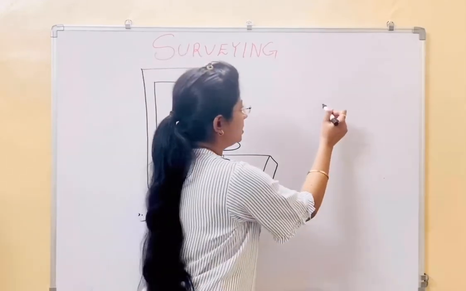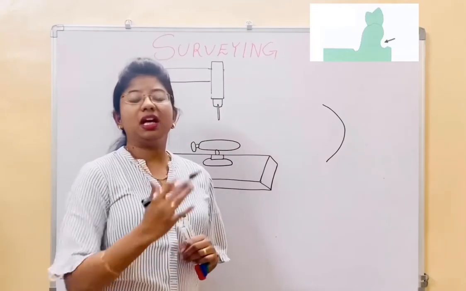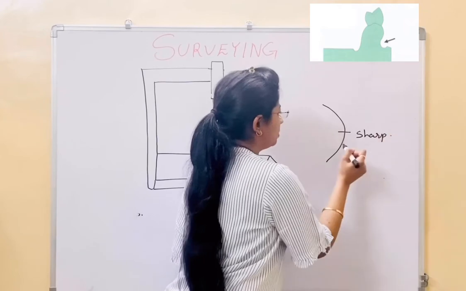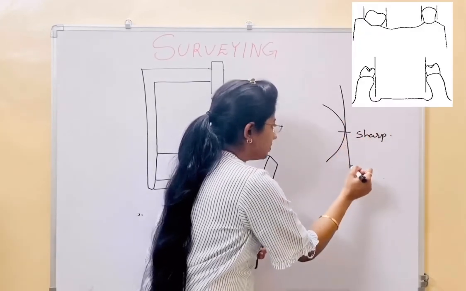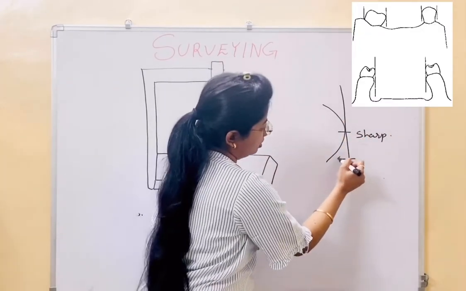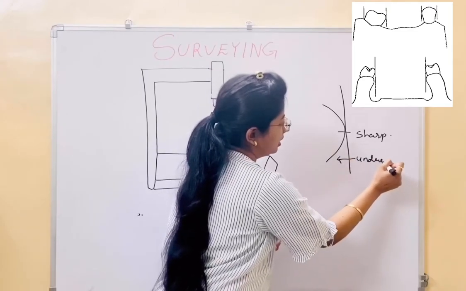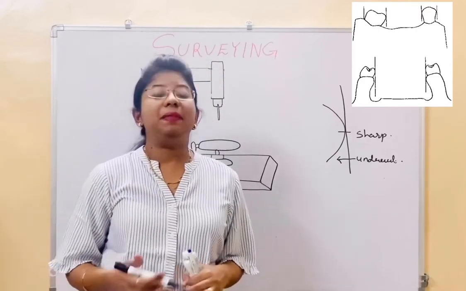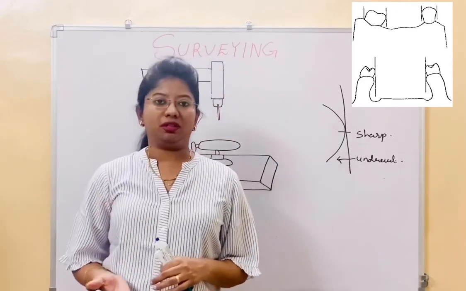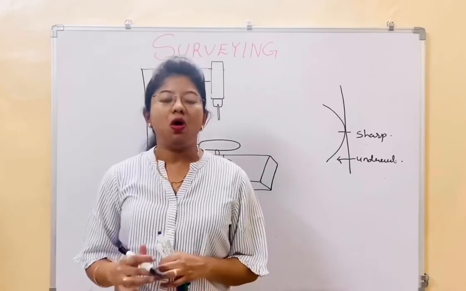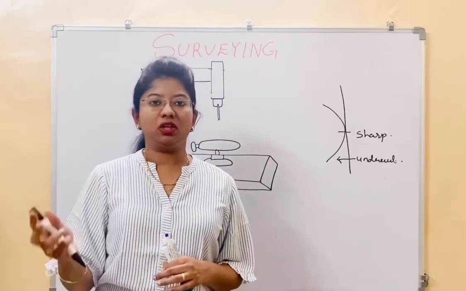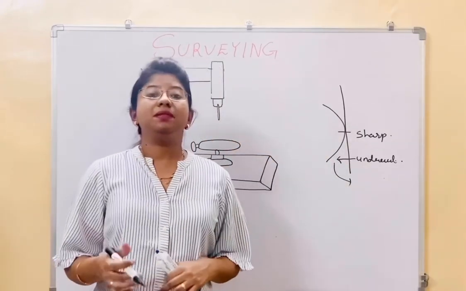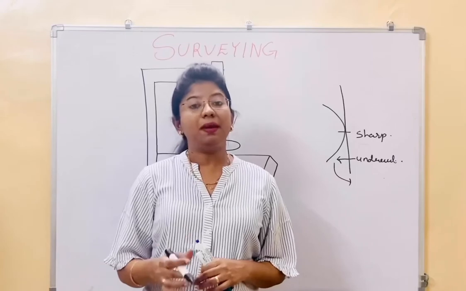For example, if this is the contour of the tooth, the contour is very sharp here. If I place a straight line, this area is considered an undercut. That unfavorable area may create problems while making an impression, while making your cast partial denture, or while removal of the assembly. Your assembly will get stuck in the area of undercut, so it becomes difficult for the patient to remove or place.